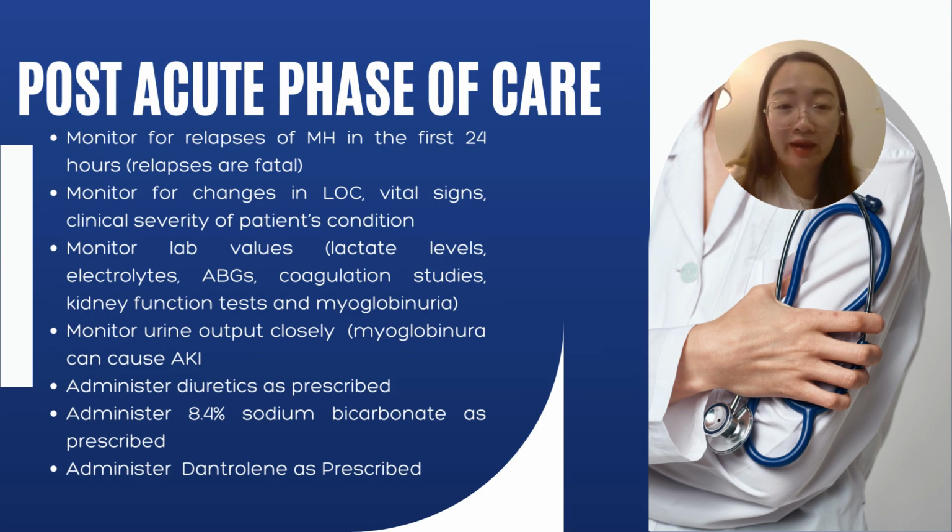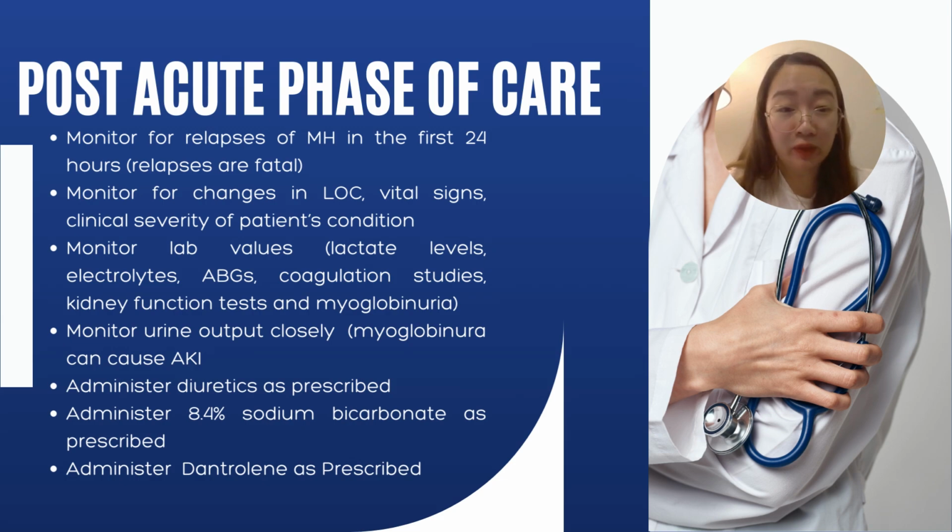We should also monitor the lab values since the lab values would indicate the complications that the patient might be having. So we should monitor the lactate levels, the electrolytes, ABGs. ABGs will tell you also the hemoglobin level, the oxygen level, the glucose, if it's respiratory or metabolic acidosis, if it's compensated or not. So ABGs are very relevant.